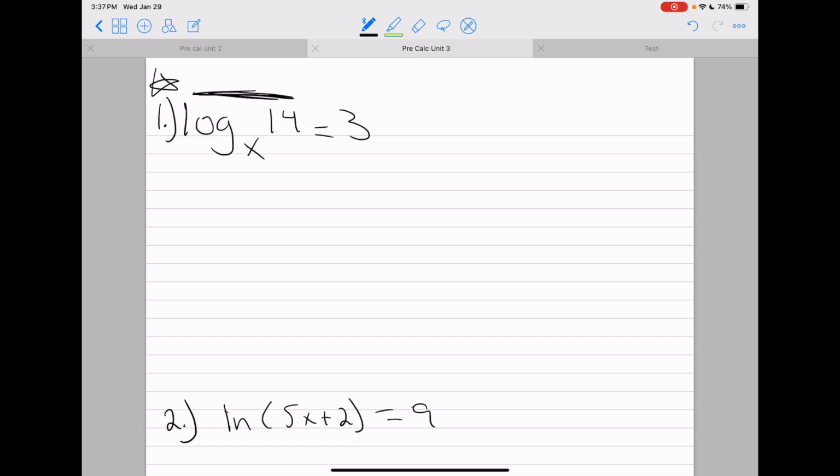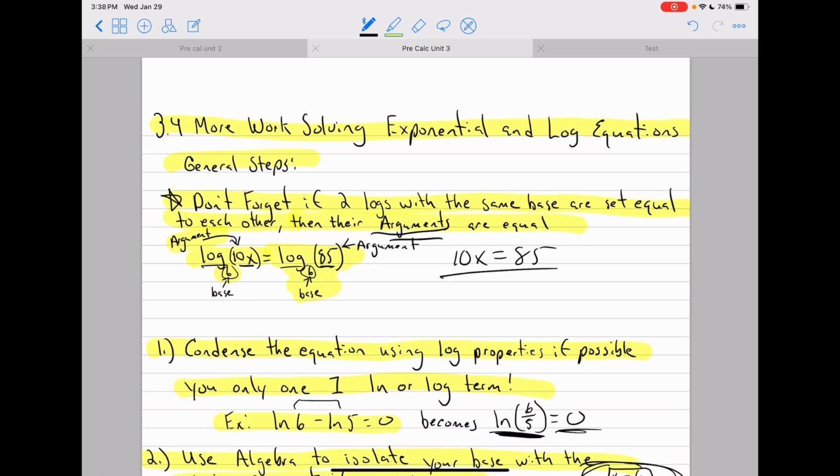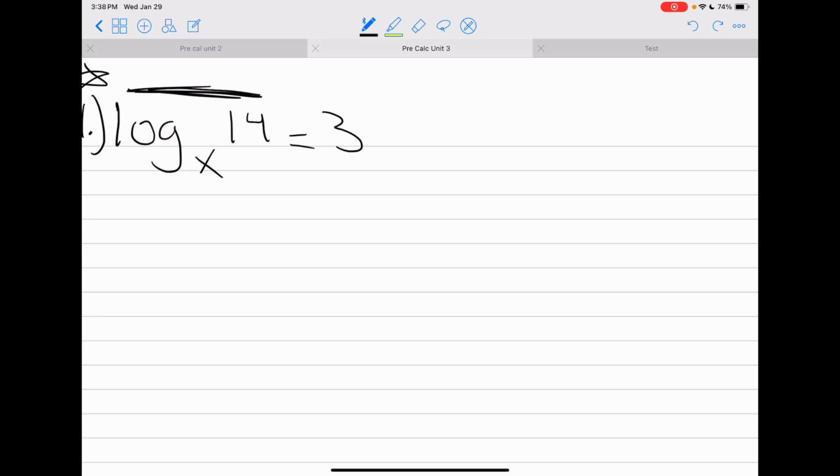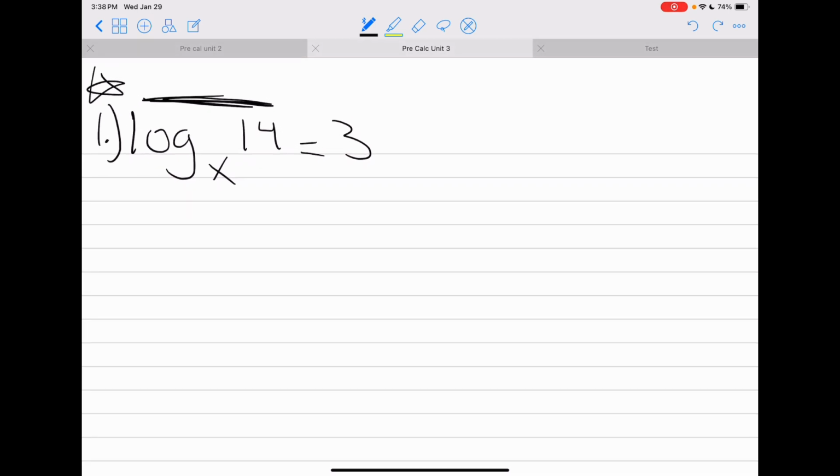Step 2 says use algebra to isolate your base with the missing exponent. So now I'm trying to isolate my base with the missing exponent, but notice the way that I would get to this 14 on its own would be the opposite of log base x, which would be taking it to the x power. Well, we don't want to do that. That doesn't seem helpful, right? If this was anything besides x, if this was a 10 or a 20 or a 6 or a 3, any kind of number, we're good. Because then I could exponentiate to that number. But since that is actually the variable, I want to look at step 3 and do this part where it says, if you can't, rewrite the equation as an exponential equation. So going back, I'm not going to do that, so I'm going to rewrite this as an exponential equation.